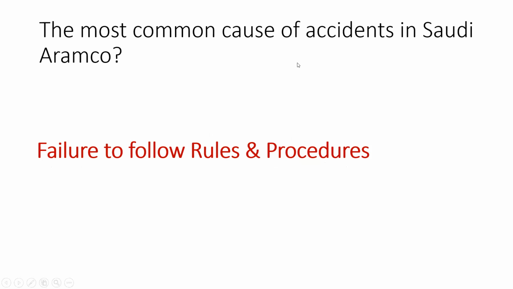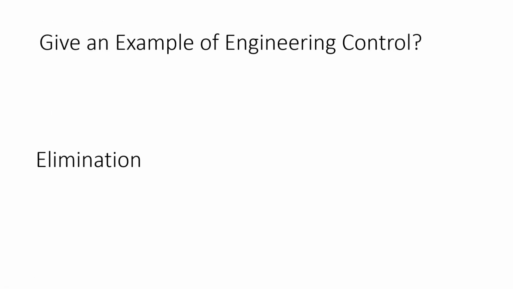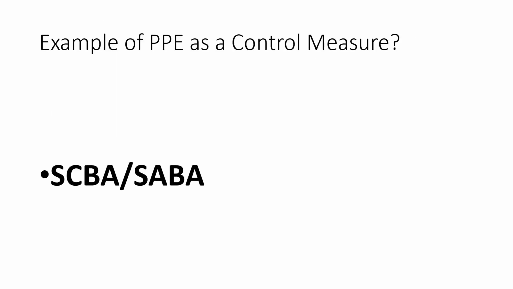Now another question we prepared: the most common cause of incidents in Saudi Aramco is failure to follow rules and procedures. One more question: hazard recognition and reporting is the responsibility of Aramco only. No, it's false. Give an example of engineering control: elimination. One more example of administrative control: rules and responsibilities. One example of PPE: SCBA or SABA, that means self-contained breathing apparatus or supplied air breathing apparatus.